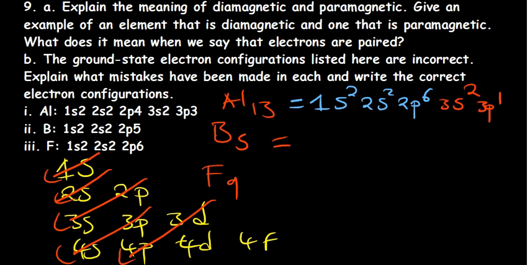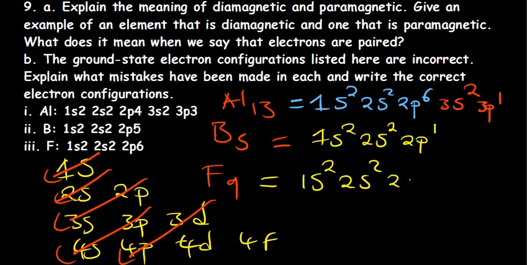Boron: 1s2, 2s2, that's 4, 2p1, that gives us 5. Fluorine: 1s2, 2s2, 2p6, that's 10. That's already more, so we need to reduce to 5. 5 plus 4, 9, right? So that's how you come up with the electron configuration. So you can see where the errors were, right? We can move on to the other question.